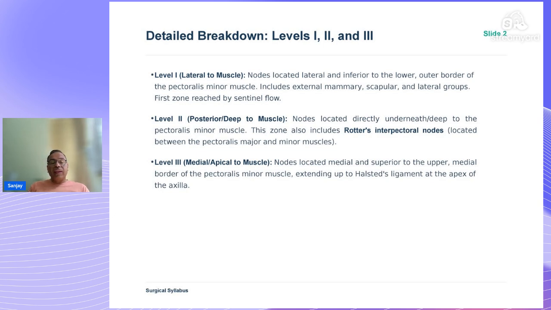And level 3 is situated above, that means superior and medial to the upper border of the pectoralis minor muscle. And this may extend right up to the Halsted ligament at the apex of the axilla. So this group corresponds to the apical group of anatomical classification, level 3, which is superior and medial to the upper border of pectoralis minor. So that's how the pectoralis minor divides it into these three levels: level 1 inferior and lateral, level 2 posterior, and level 3 superior and medial to pectoralis minor muscle.